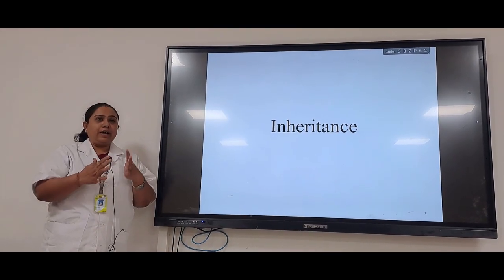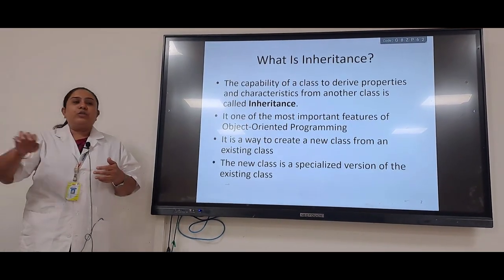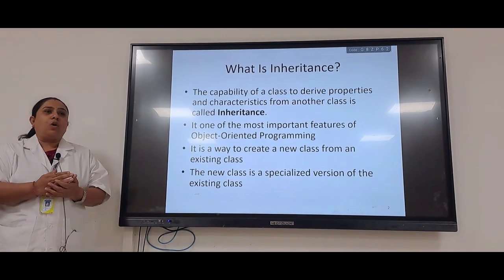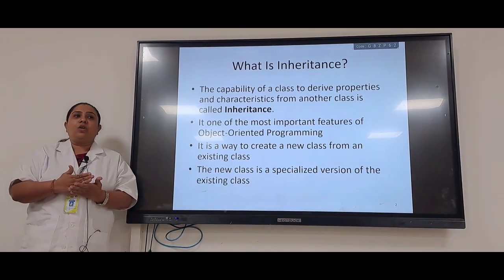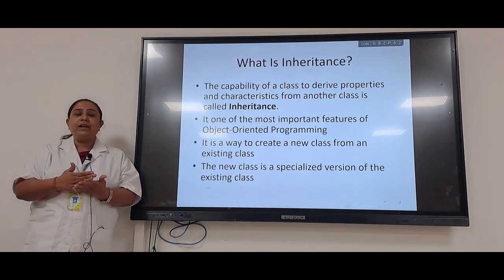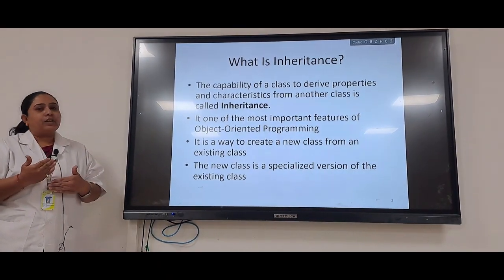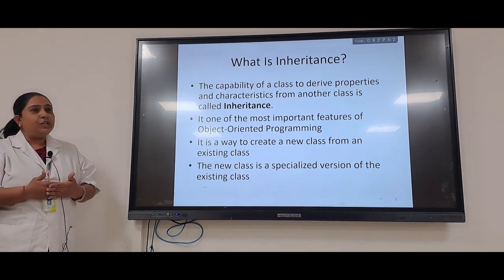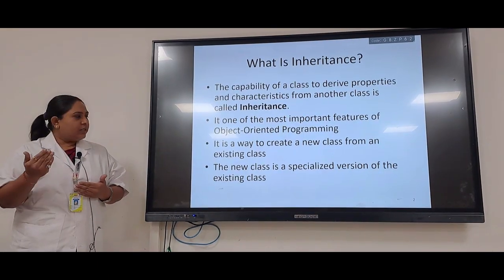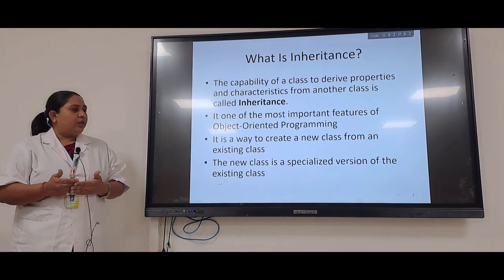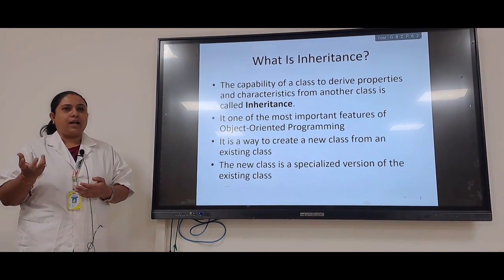So let us bring inheritance into OOPS, that is, object-oriented programming. Inheritance in OOPS is the capability or ability of a class to derive properties and characteristics from another class. It is one of the most important features of object-oriented programming. It is a way to create a new class from an existing class. The new class will be a specialized version of the existing class.